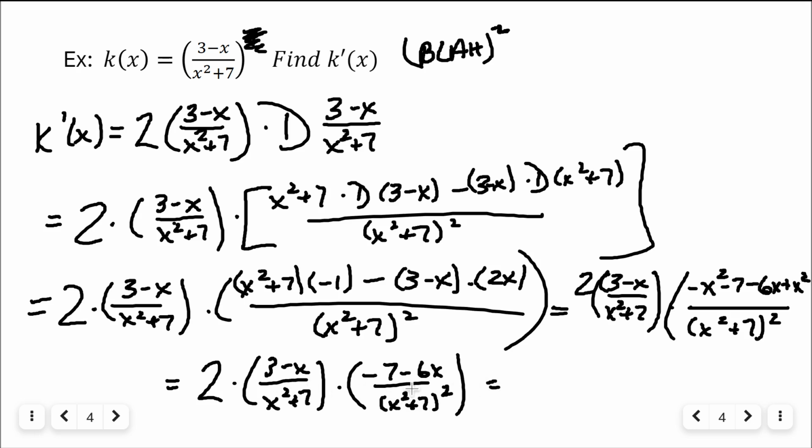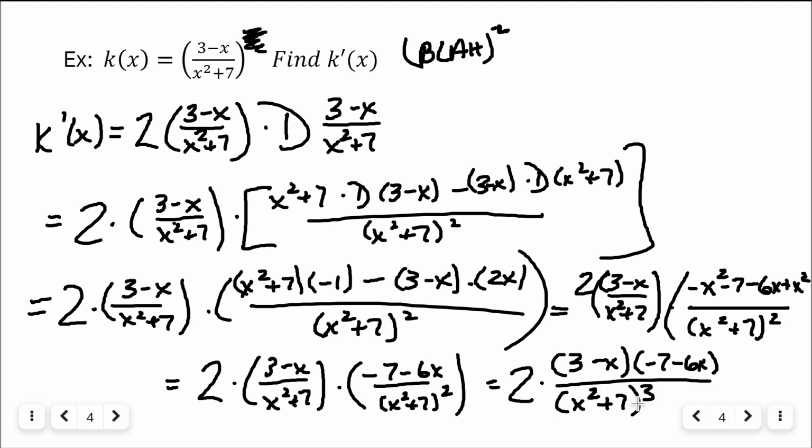And now these two fractions are multiplied, and that's an x squared plus 7. That's an x squared plus 7 squared on the bottom. So I'm going to leave the 2 there. I'm actually going to leave the 3 minus x and the negative 7 minus 6x there. I could multiply it out, but I'm not going to. And then that's x squared plus 7 cubed. There's 3 of them down there being multiplied. 2 from this one, 1 more here. That's now 3 of them being multiplied on the bottom. And that's the correct answer.